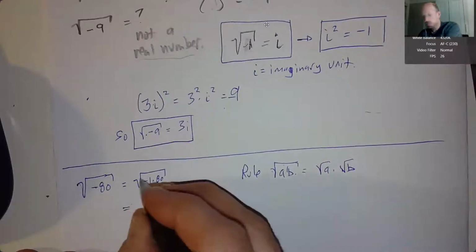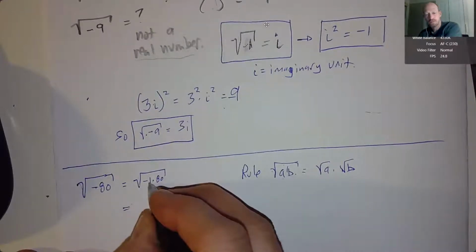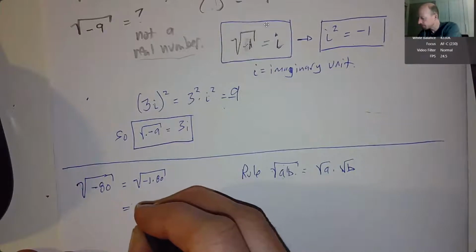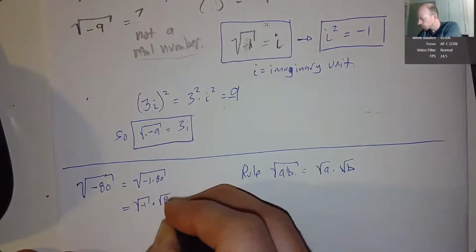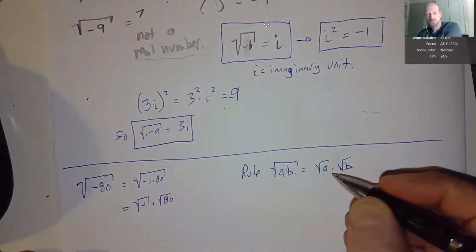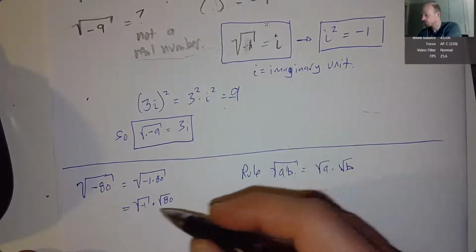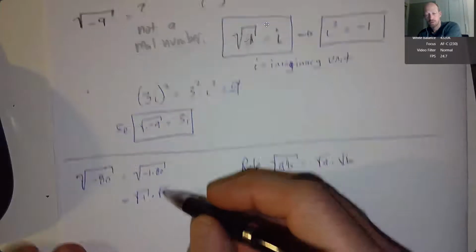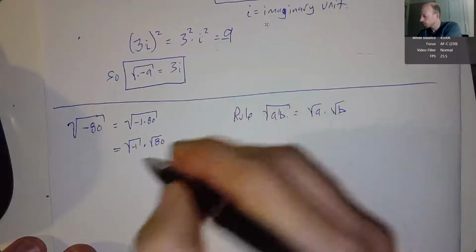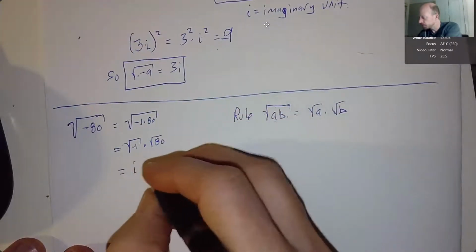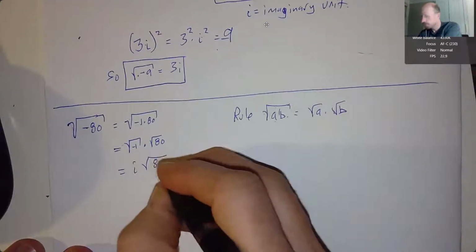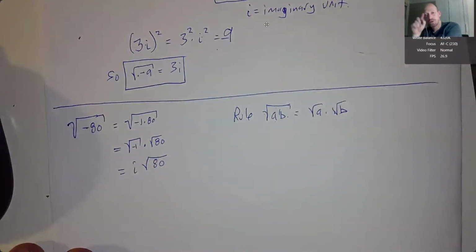And I know the square root of minus 1, that's going to be i. So I'll write it out here because this is kind of our first time. That's the rule. The square root of a product, I get to take the square root of each piece. The square root of the minus 1 is i. Now, the other part is the 80.